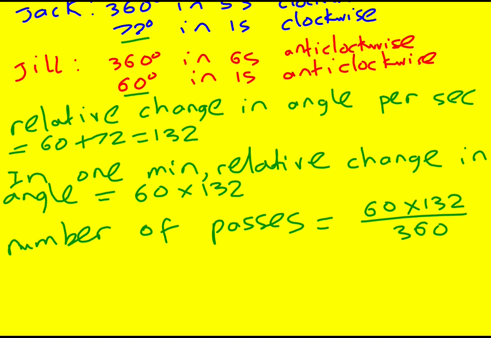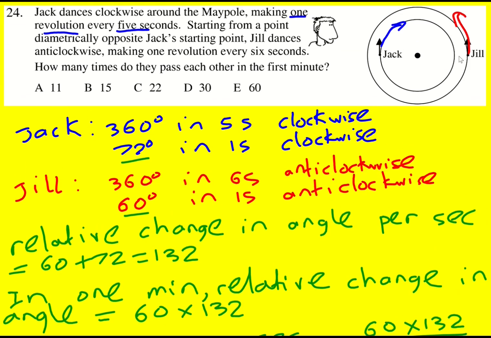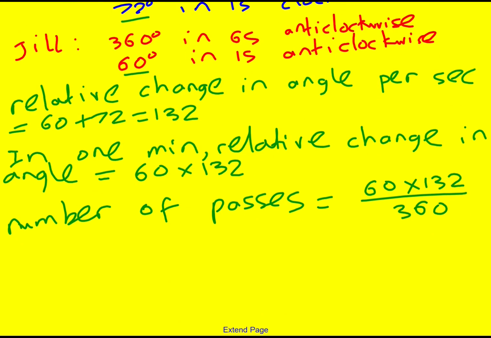For example, if in 1 minute their relative change has been 360, then they would have passed each other once. They'll be exactly back where they were. If it was 720, the relative change, then actually, sorry, we can't say for sure they'll be exactly where they were, but we can say that they are on opposite sides for sure. So that's what I'm just trying to justify, why we're dividing by 360.